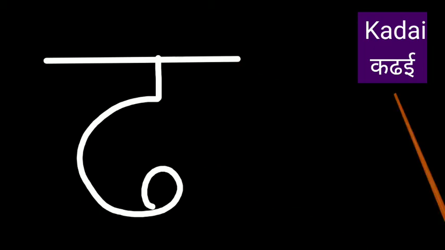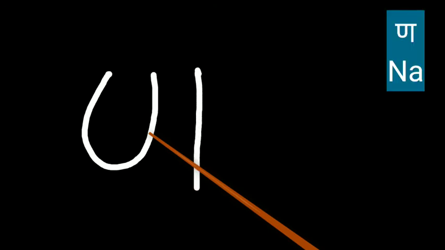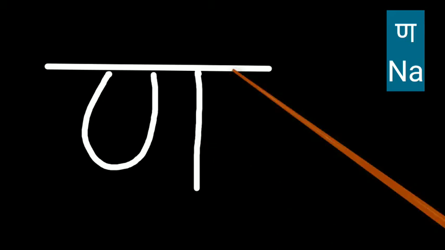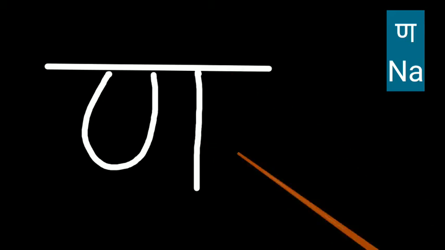Its word is k, dh, e. Observe all letters, Marathi and English also. Next is n. Draw a big half circle just like an oval shape, half oval shape and one big vertical line next to it and one big horizontal line. It's called n.